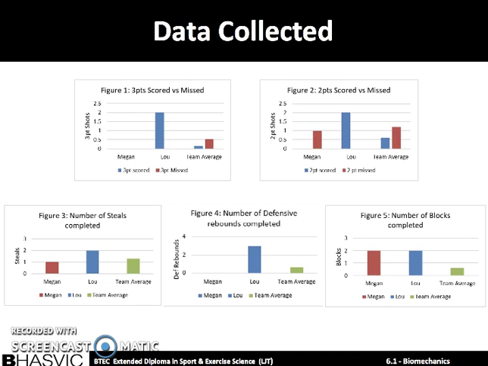Performer 2 is below average, scoring 0 and missing 0. However, the reason Performer 2 didn't score any is because they didn't attempt any. This might be more of an issue regarding confidence as opposed to technique.